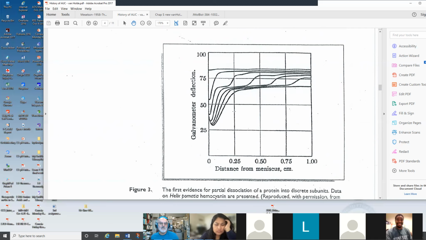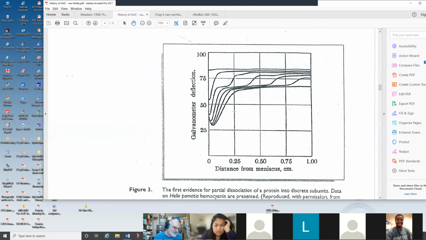So we're already beginning to learn something about the idea of subunits and different oligomers and maybe different assembly pathways. We didn't really have the language for this. I want you to appreciate that we didn't really understand this at all. This was pretty revolutionary.